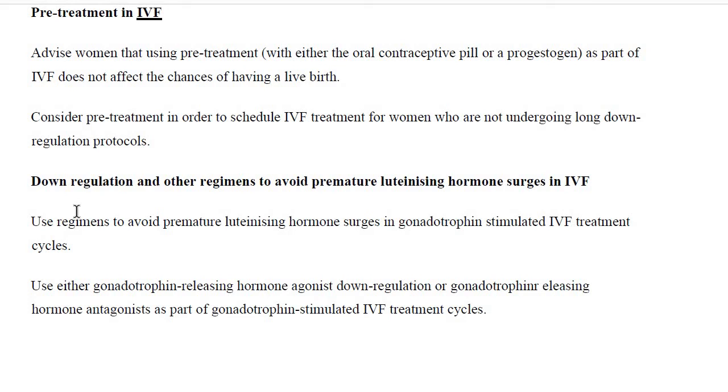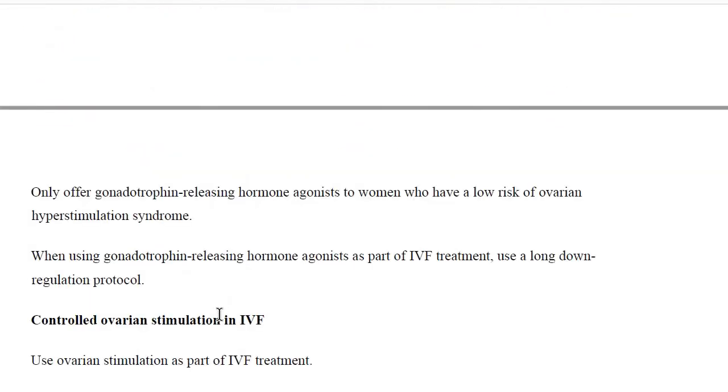Down regulation and the other regimens to avoid premature LH surge in the IVF. So we can use regimens to avoid premature LH surge in the gonadotropin stimulated IVF cycles, and we can use either gonadotropin releasing hormone agonist down regulation or gonadotropin releasing hormone antagonist as a part of the gonadotropin stimulated IVF treatment cycle. So we should only offer GnRH agonist to women who have a low risk of ovarian hyperstimulation syndrome.